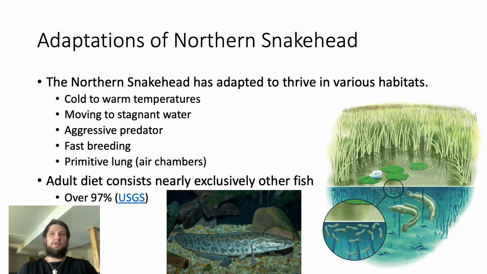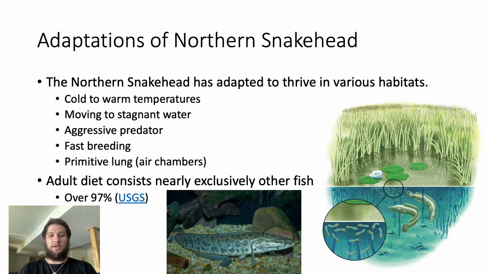So in the summer, it stays much more shallow. And in this picture here on your right-hand side, you can see it builds its nests in shallower water, and then it actually will protect the young in the nest. And then in the winter, it's able to move to those deeper waters, combating freezing temperatures and things like that. It's a very aggressive predator. They do breed very quickly.